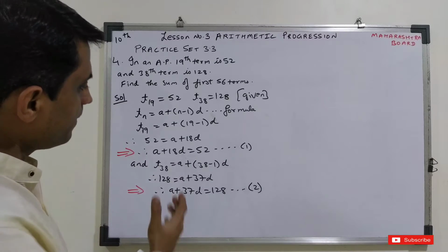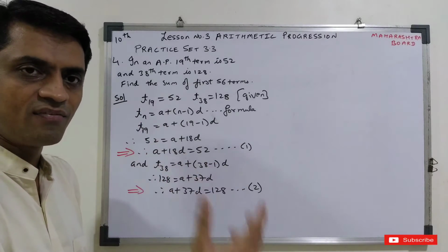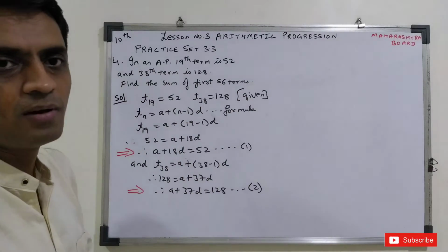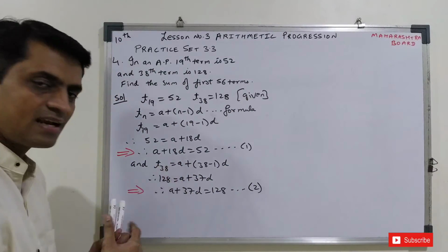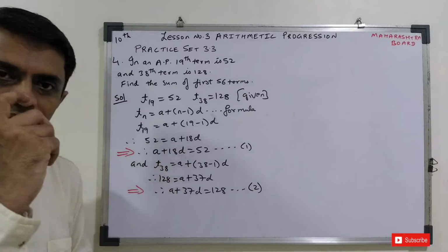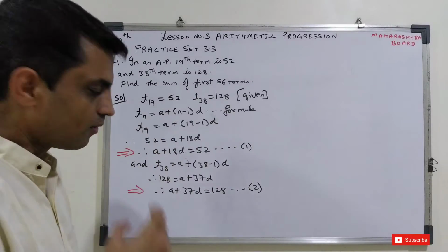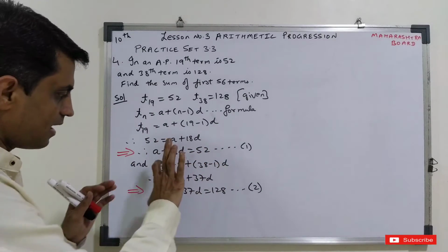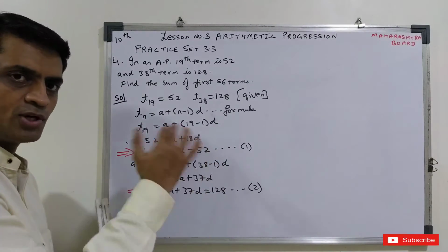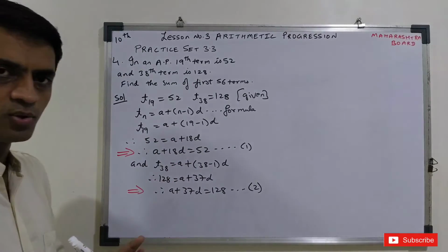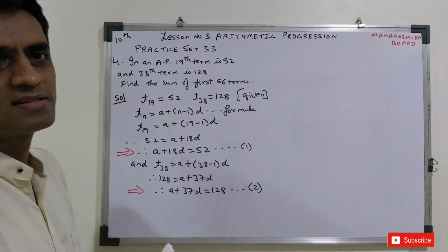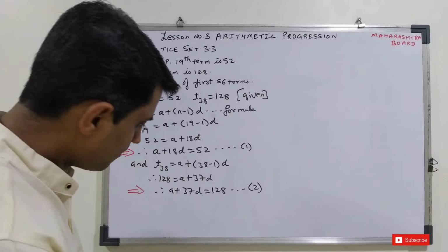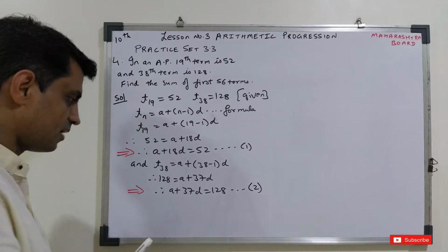Now this can be solved by linear equations, finding the value of A, finding the value of D and then substituting in that Sn formula. But students, this is a rare sum where we will use a shortcut trick. Now what is that trick? You can use the linear equation method also. Subtract this, you will get D, substitute, you will get A. That is also okay. But you are getting everything in fractions and decimals. Instead of that, we will try this sum by a shortcut method.